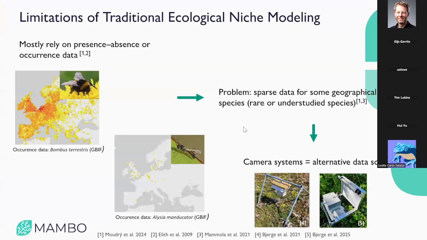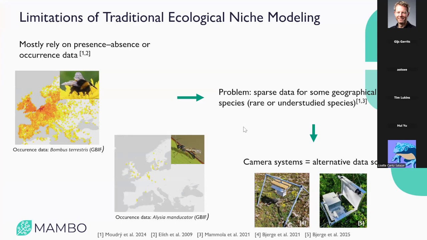So traditionally, if we want to get information about a species' ecological niche, we look where the species is present, where the species is absent, and then relate this information with environmental factors. Somehow there is something going wrong there, but it's not too important.